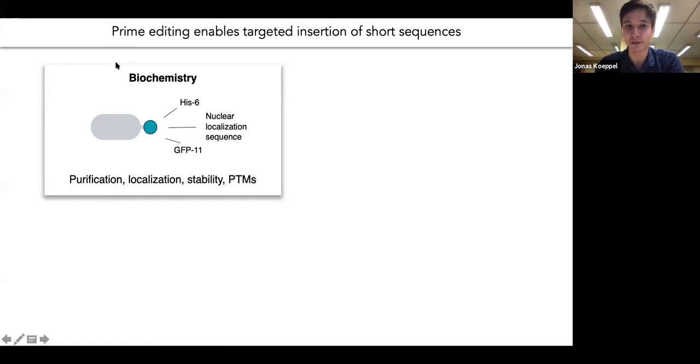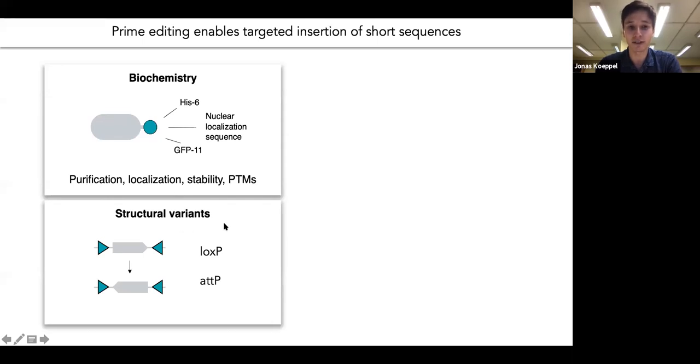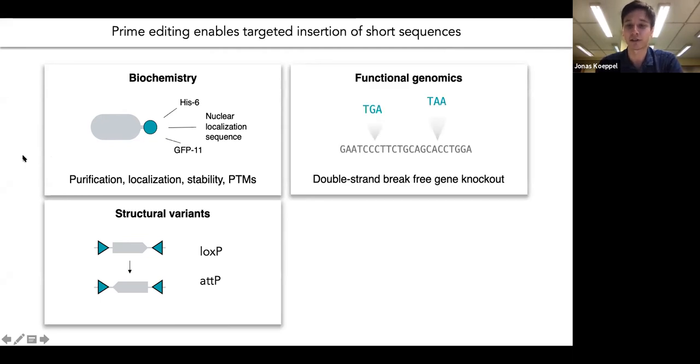And so just a few use cases. For example, in biochemistry, we could tag proteins or mark them with different localization sequences, or label them fluorescently using short GFP constructs. That could also be then a readout for a different variant screen. Then if we think about modeling structure variants, we could also insert recombinase sites, for example, and then flip around sequences or delete them, or generate landing pads for integrating bigger sequences. In terms of functional genomics, we can, for example, do screens and insert stop codons and thereby knock out genes without causing double-strand breaks.